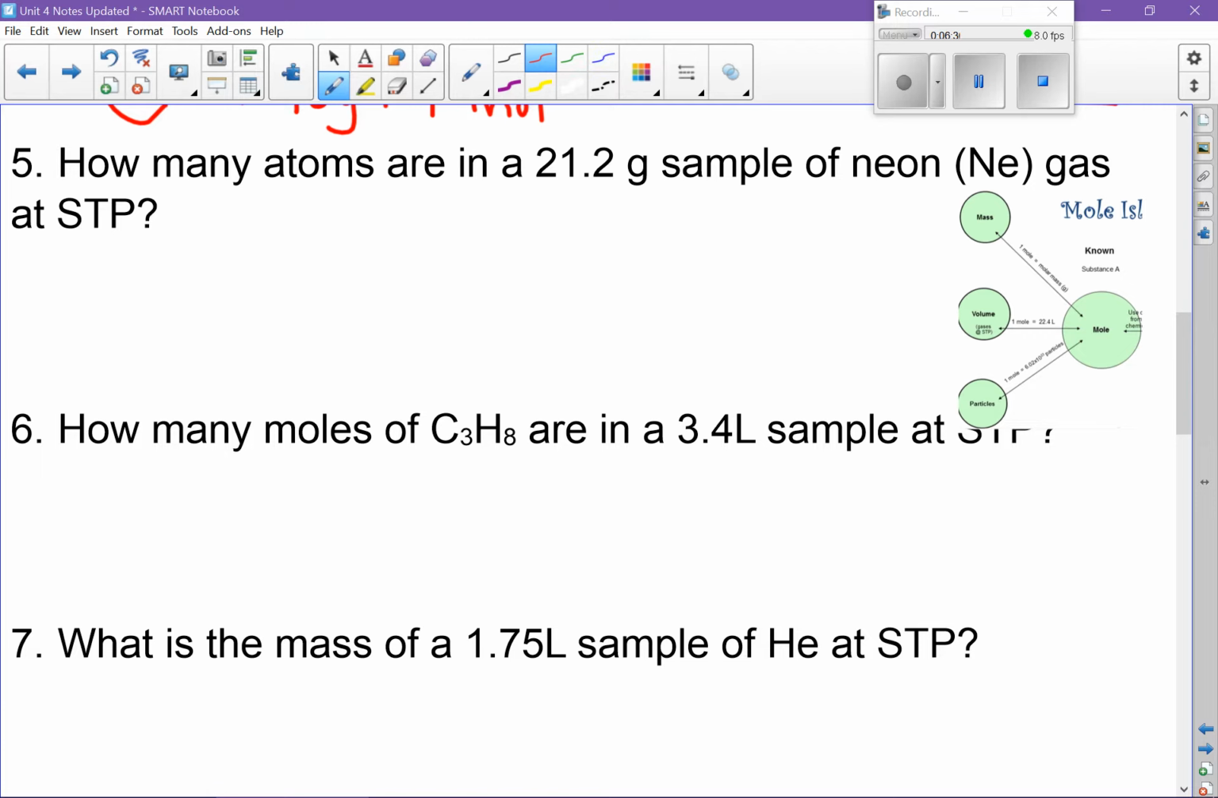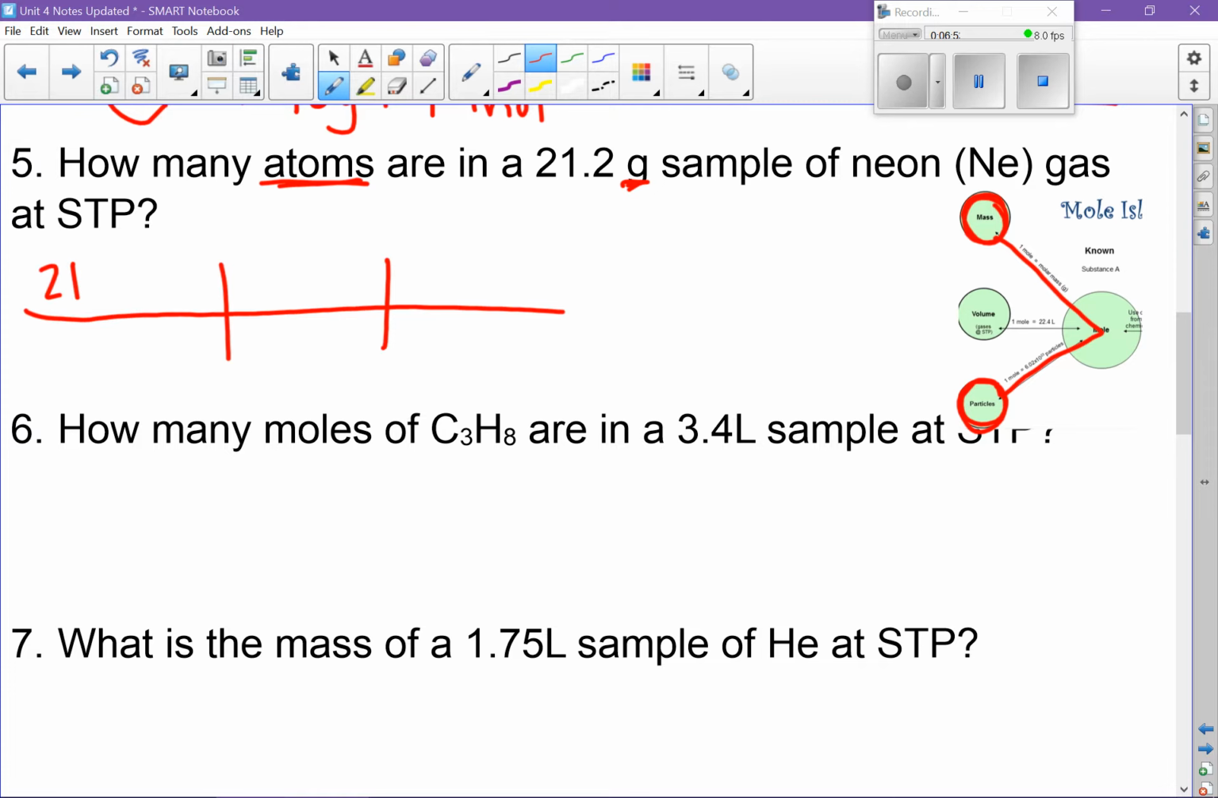Alright, islands I see in this question. I see atoms and I see grams. So atoms are a kind of particle that lives here, and grams live up here on mass. That definitely takes 2 steps. I got to stop at moles in the middle. So draw 2 fences.